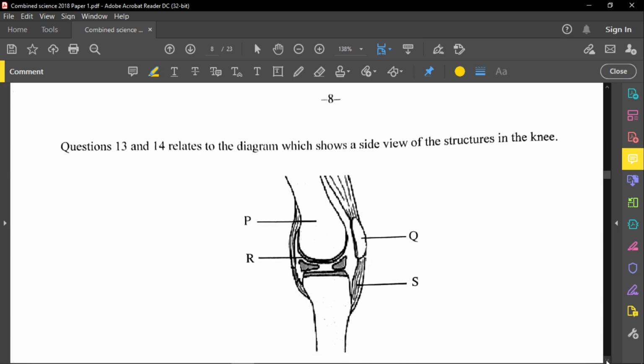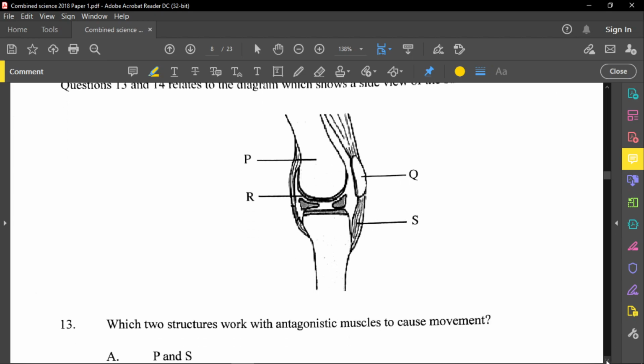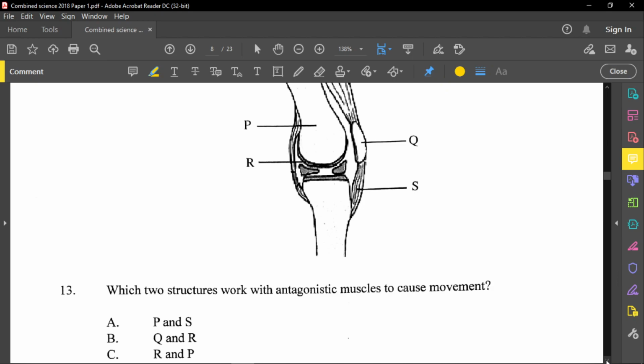Now, for this part, questions 13 and 14 relate to the diagram which shows a side view of the structure of the knee. Question 13 states: which two structures work with antagonistic muscles to cause movement? So P is a bone and R is a cartilage. And Q is also a bone, which is the patella, but the patella is connected to two muscles. Just to make it clear right here, S is also a muscle.